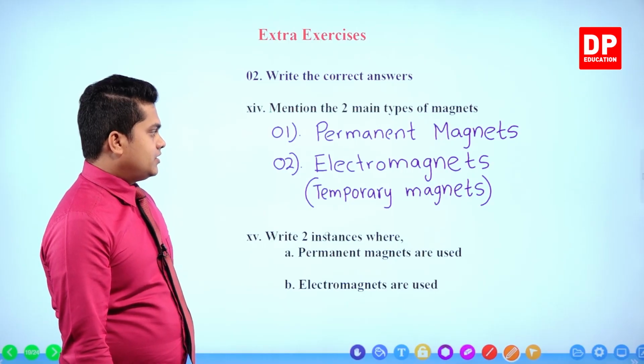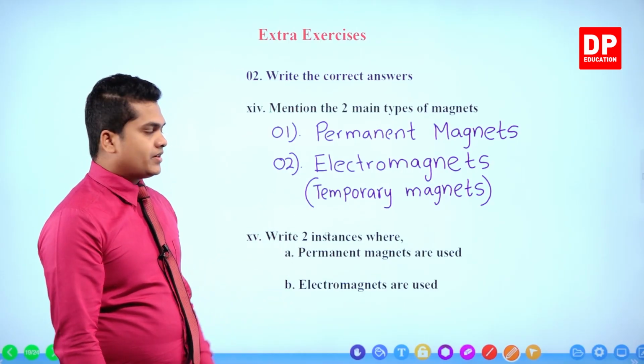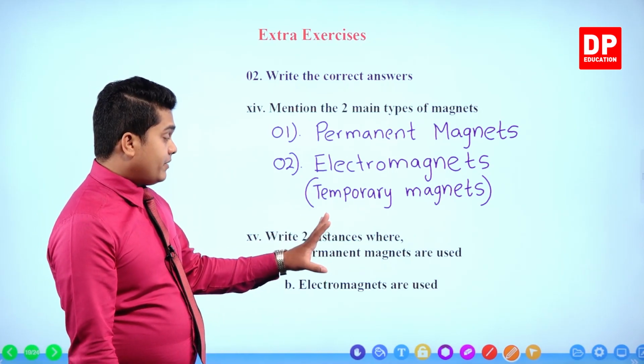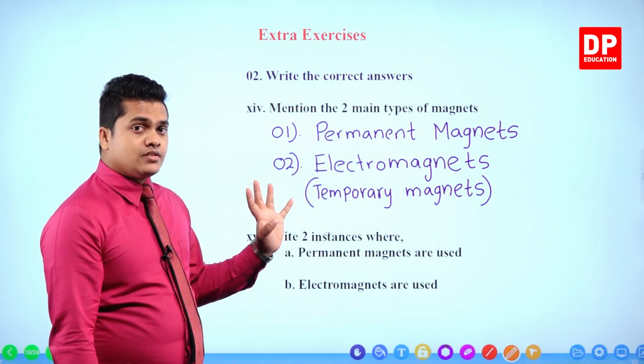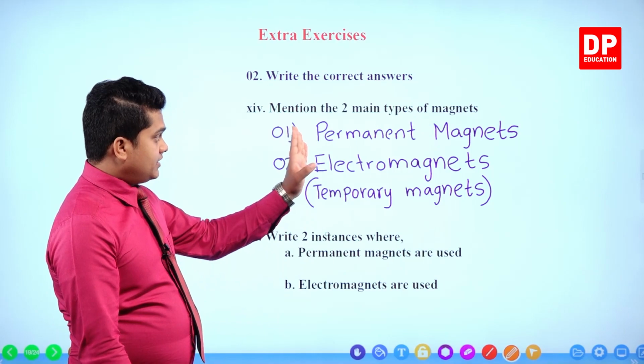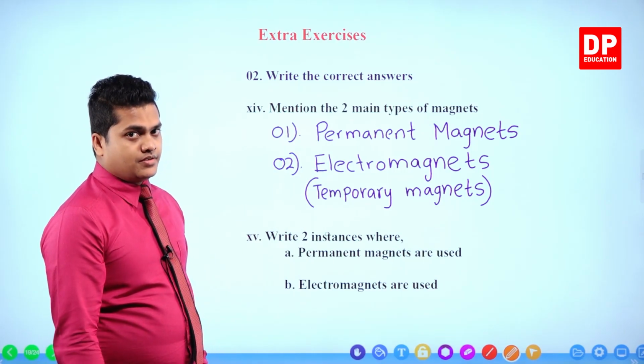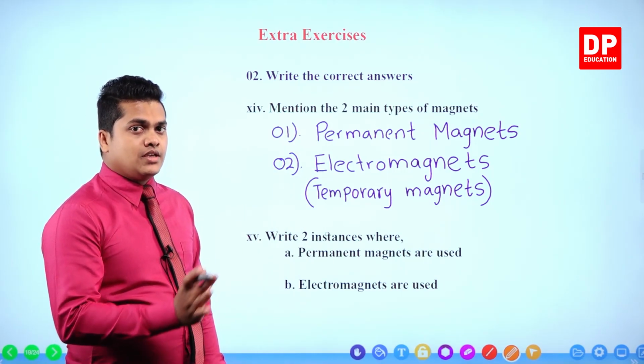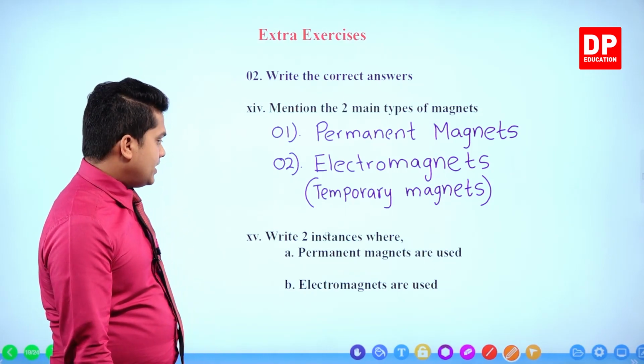Temporary magnets, or electromagnets, is the first type, and the second type is the permanent magnet. So these are the two main types of magnets that we can observe.